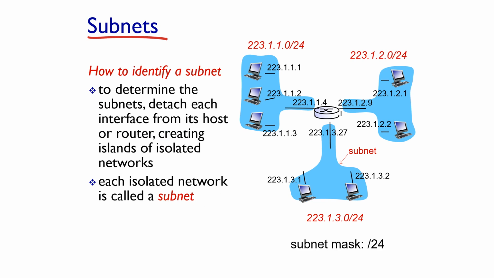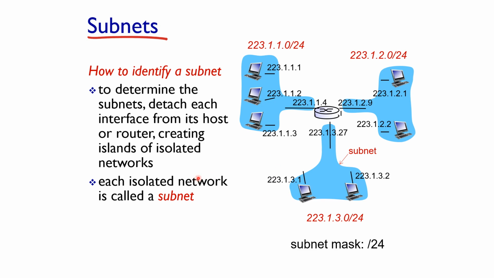To determine the subnets, detach each interface from its host or router, creating islands of isolated networks. I think it's clear for you. Each isolated network is called a subnet. If I remove this physical link from this router, then it will form a single island, which belongs to a single interface.